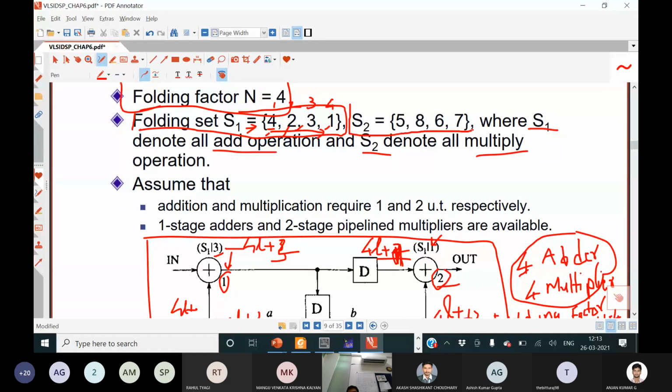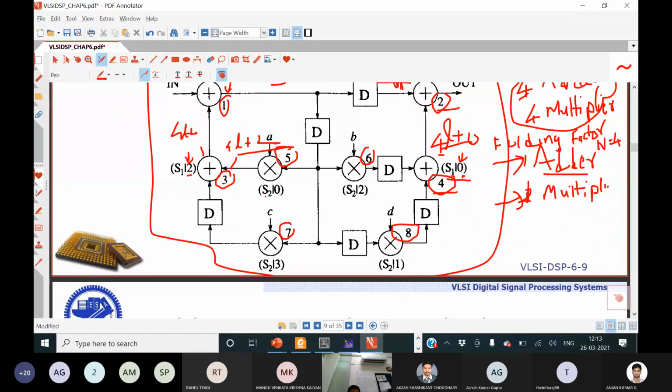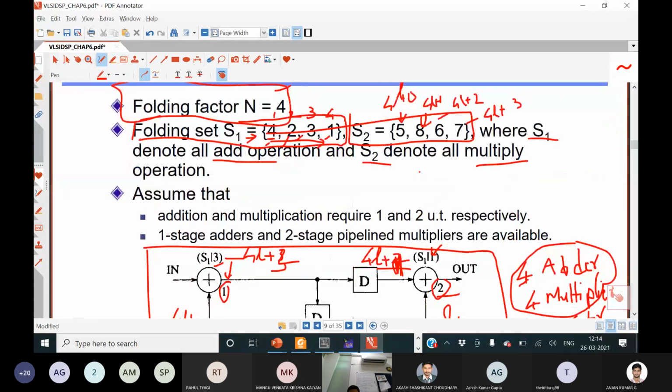Similarly for S2, observe that 5 comes first. For a multiplier, the 4L plus 0 instance is associated with 5. With 8, the 4L plus 1 instance is associated. With 6, 4L plus 2 is associated, and with 7, 4L plus 3. So observe that 5 is at 0, 8 is the 1 instance, and this is 2 and this is 3. So 5, 8, 6, 7 is the order that is being defined over here.